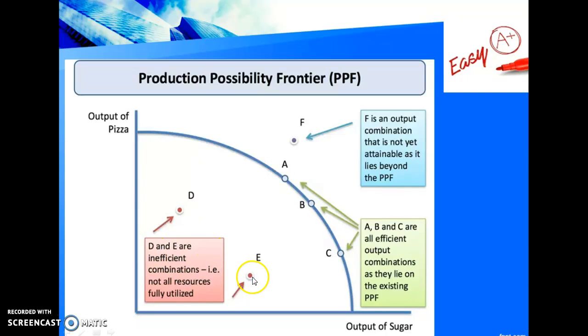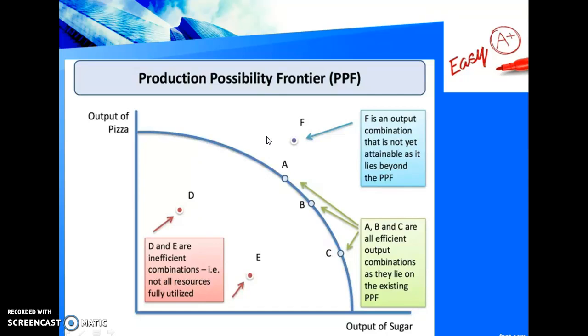At points D and E, we say that the country is inefficient because at these points, the country is not fully utilizing all of its resources. So it could be producing more. D could be on the blue line. E could also be on the blue line if the country utilizes its resources. At point F, we see where the country is not able to attain this point. It's unattainable because the country does not have enough resources to reach that point.